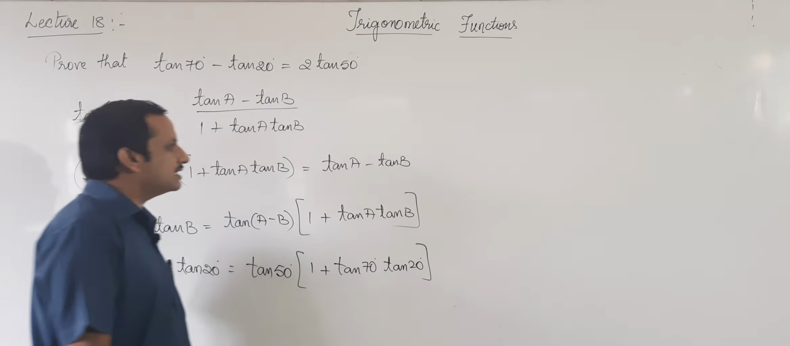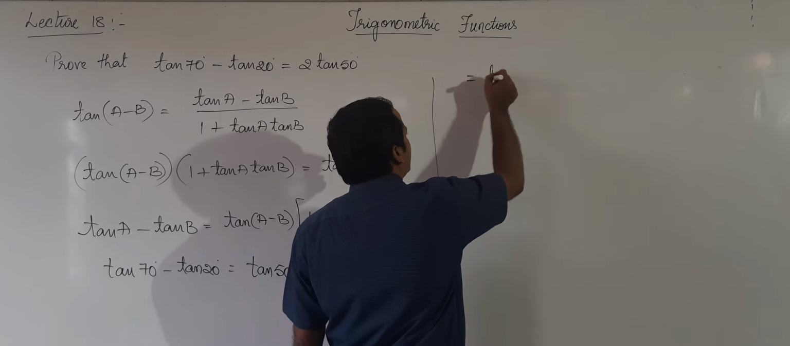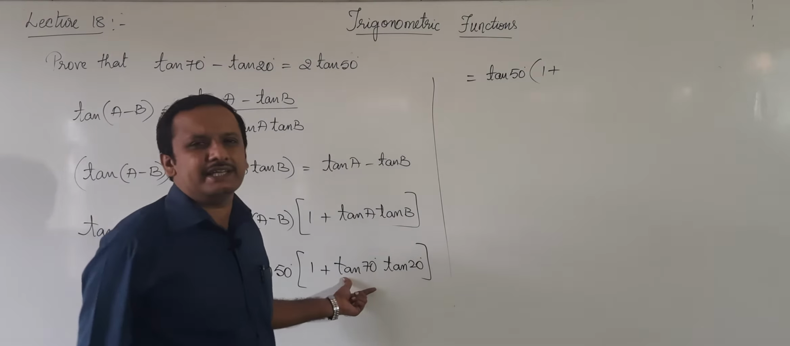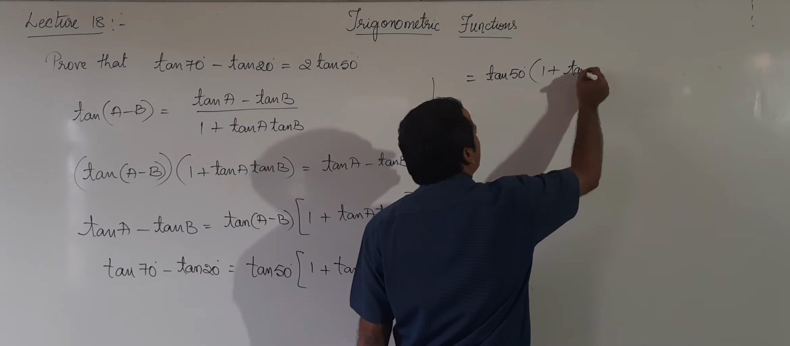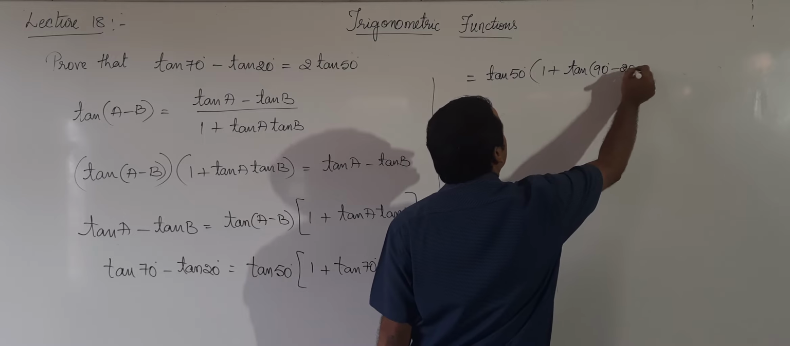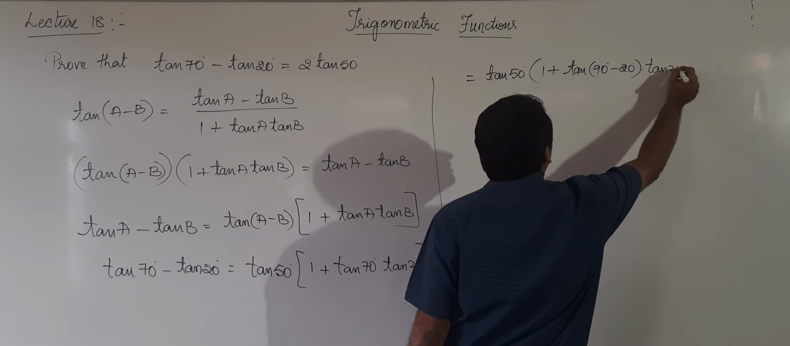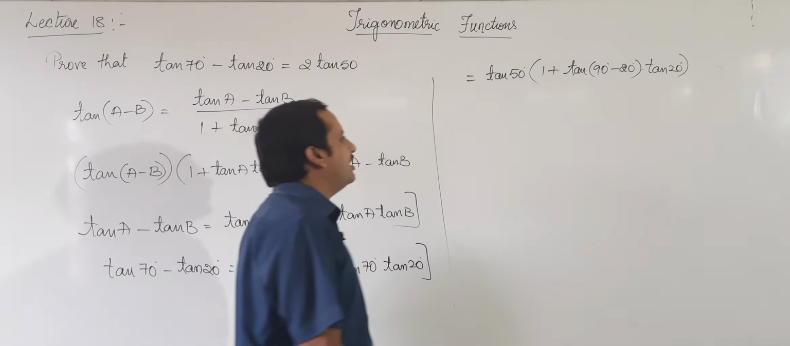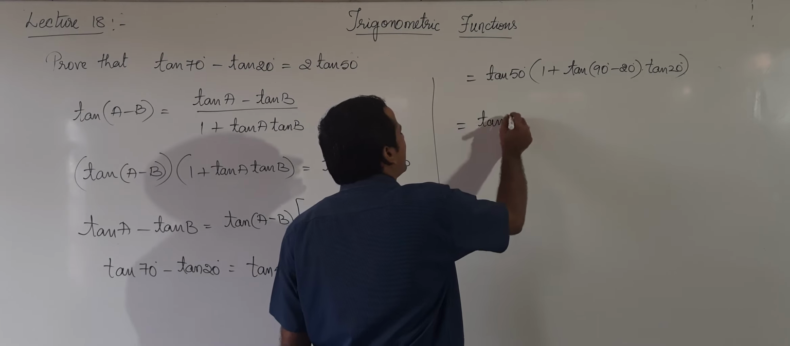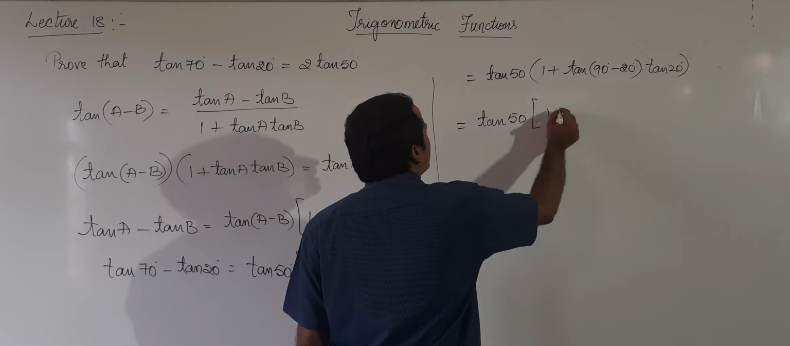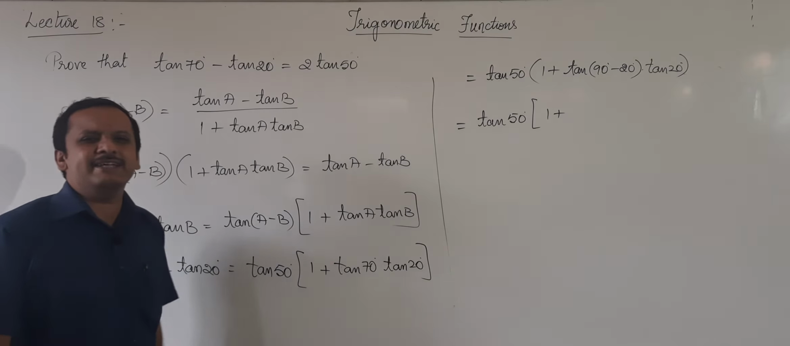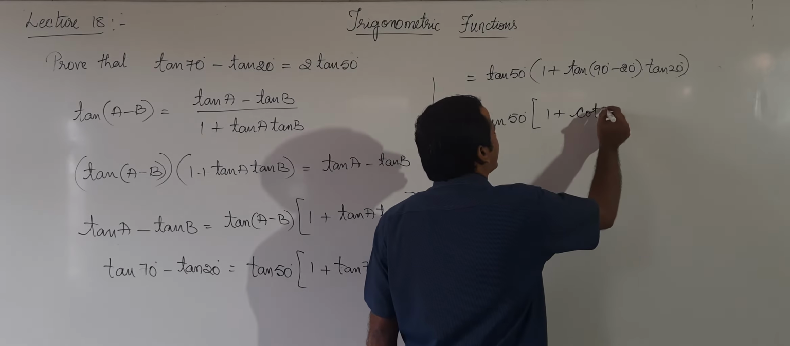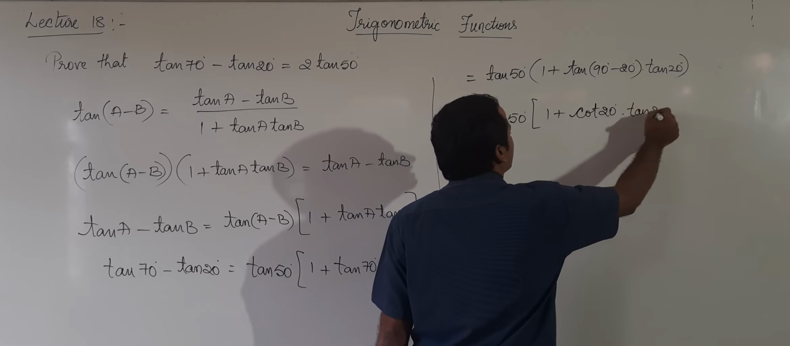Okay? Then that's equal to tan 50 degree into 1 plus, here tan 70 degree is there now. I will write tan 70 degree as tan of 90 minus 20 degree. Okay? I am just writing 70 degree as 90 degree minus 20 degree. That's equal to tan 50 degree into 1 plus, what is tan 90 minus theta? Tan 90 minus theta is nothing but cot theta. So, this will be equal to cot 20 degree into tan 20 degree.